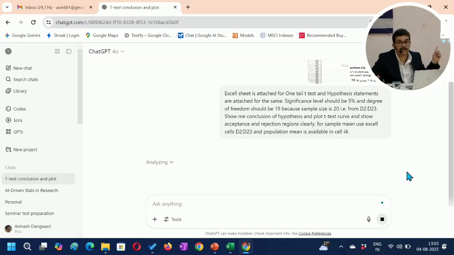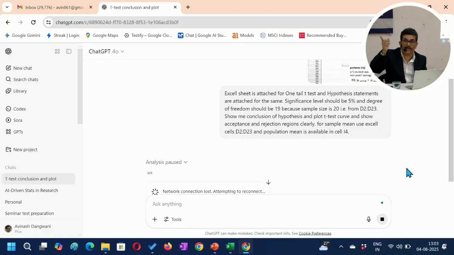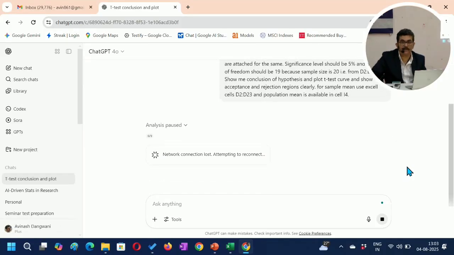It's analyzing. You can see, data is uploaded in the cloud, OpenAI server. Their calculations are going on. Finally, results will be displayed in the local computer. Network connection lost, attempting to reconnect. Some network issue is there. Analysis is paused.